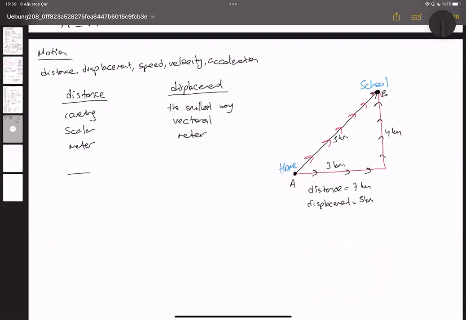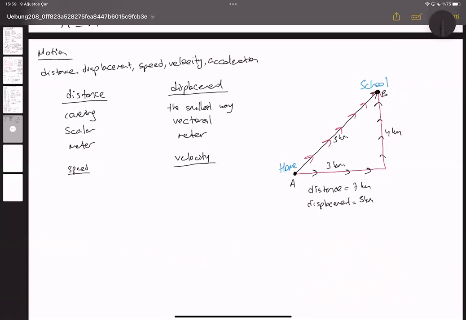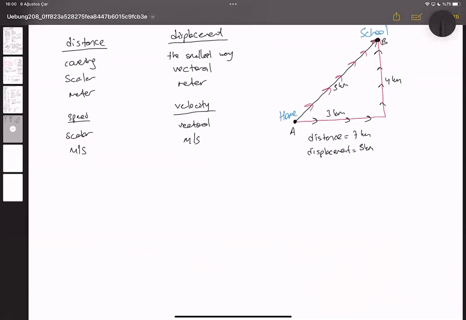For speed and velocity, we can say the same things. Speed is a scalar quantity and velocity is a vector quantity. Speed in meters per second, velocity in meters per second. Speed is indicated with this symbol and velocity is indicated with the vector arrow over the symbol.